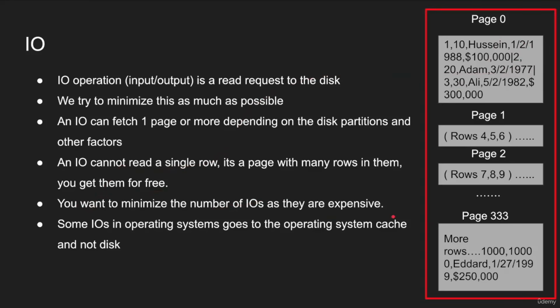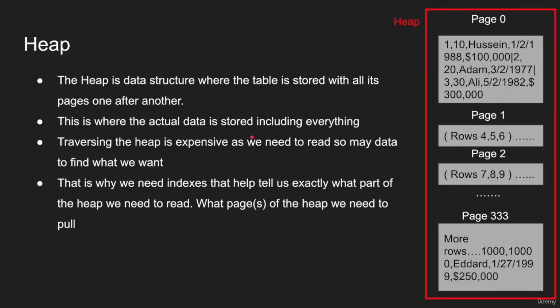So you want to minimize these IOs. They're very expensive. Same with IOs in the operating system. Some IOs in the operating system go to the operating system cache. This is specifically true in the case of Postgres. Postgres relies heavily on the operating system cache. So an IO doesn't really mean going to disk. It could go to a cache that the operating system defines. So you're going to hear me talk about this a lot in the course.